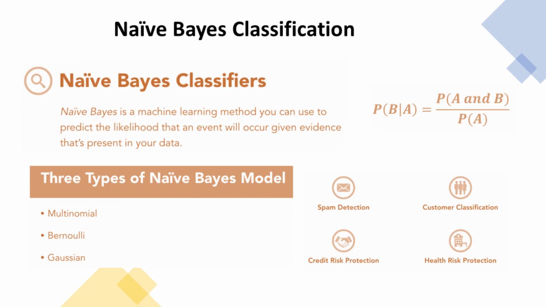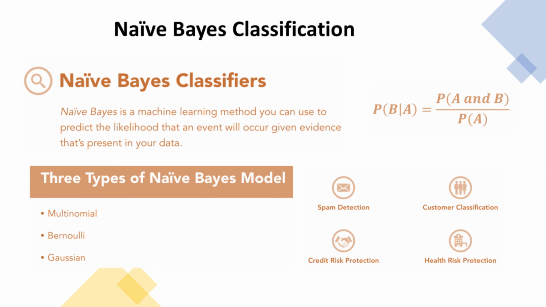Predictive features in this dataset serve as our evidence. Using them, we can build a spam filtering system with a naive Bayes model and successfully predict which incoming emails are spam and which are not. Now, as I said, naive Bayes is a machine learning method that you can use to predict the likelihood that an event will occur, given evidence that's present in your data. In the world of statistics, this is called conditional probability.